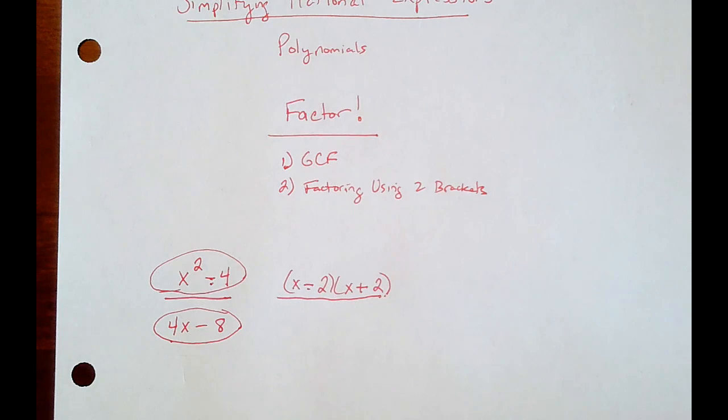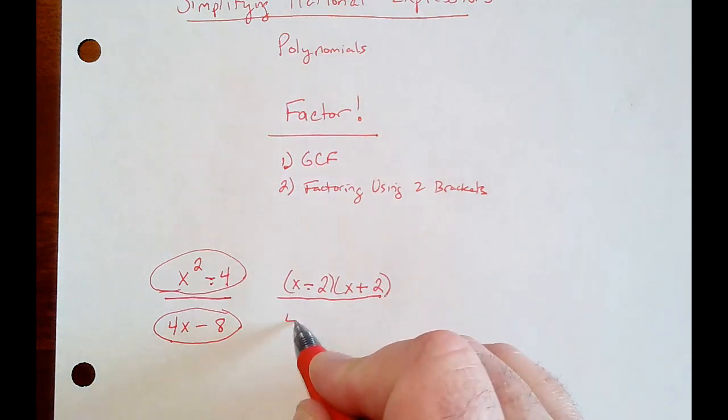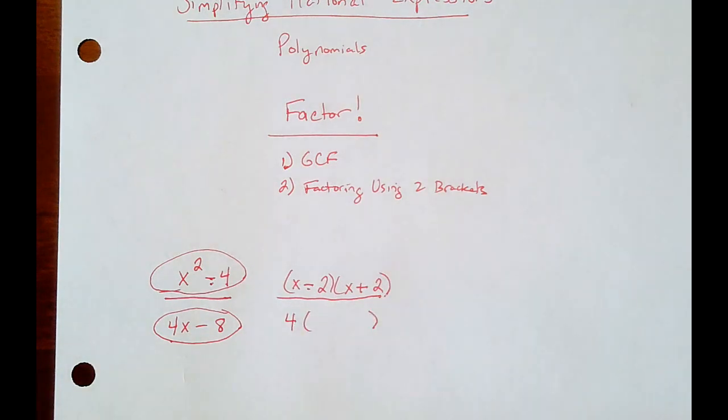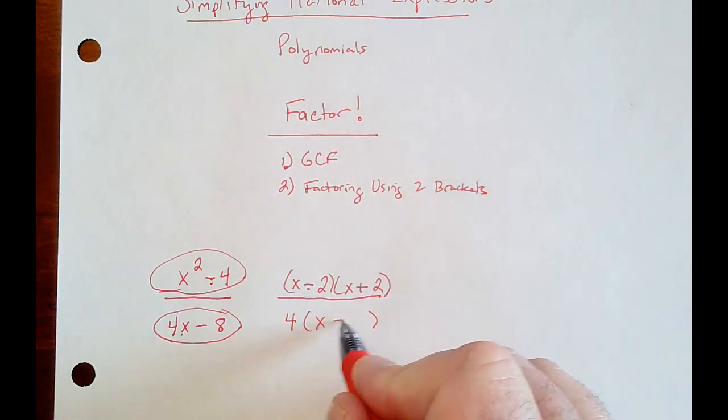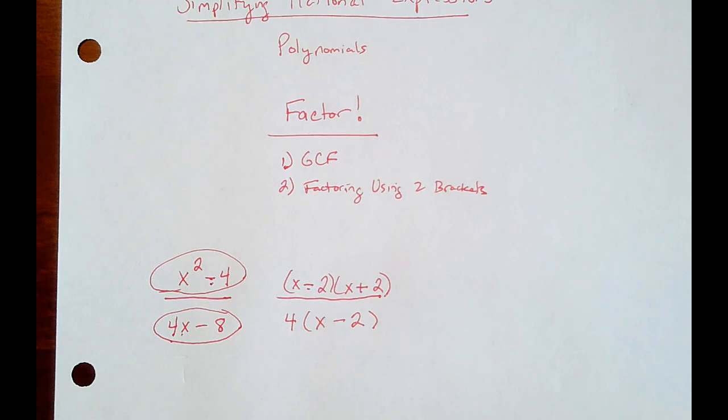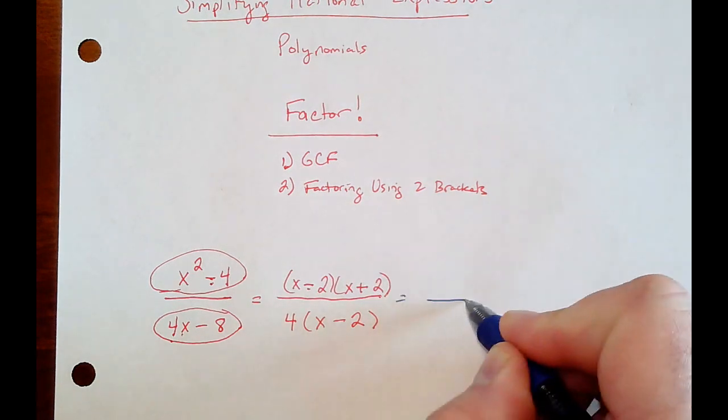Okay. On the bottom, this does have a GCF of 4, which is always one bracket. Taking 4 as a factor out of 4x leaves you with x. Taking a 4 out of negative 8 leaves you with negative 2. So once you've broken it down to this, you have to locate what your undefined values are before you can go forward to your final answer.